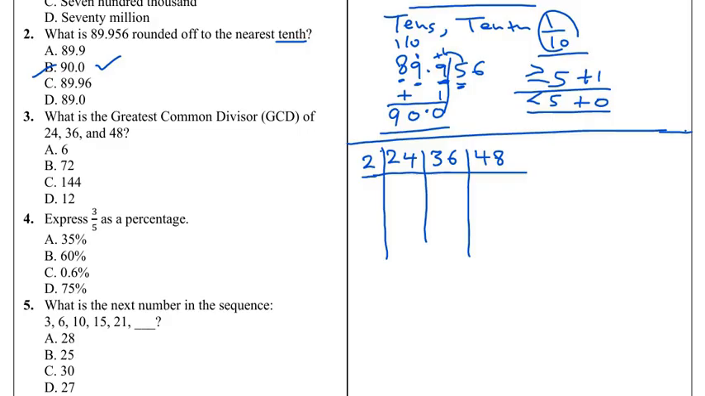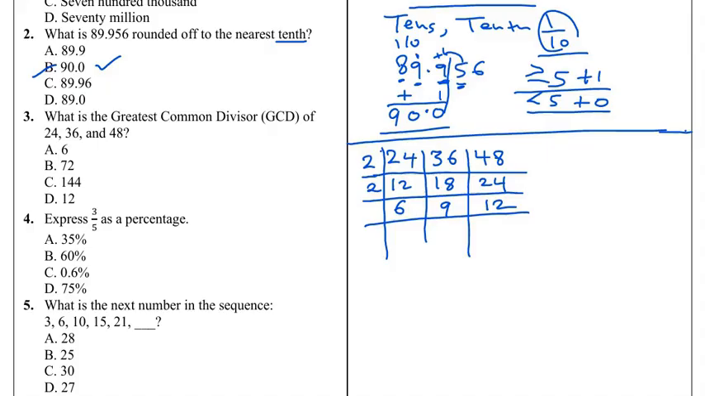So 24 divided by 2, we have 12. 36 divided by 2, we have 18. 48 divided by 2, we have 24. Again, the three numbers are divisible by 2. So divided by 2, we have 6, we have 9, we have 12.